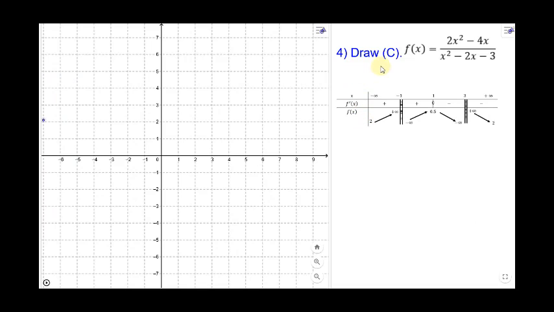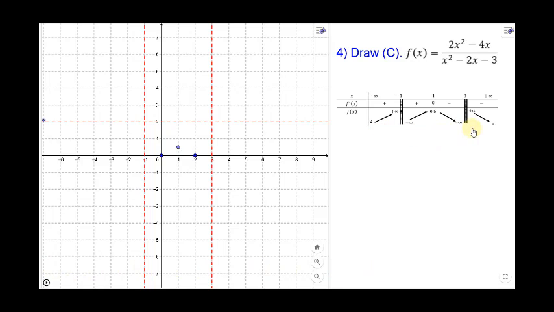Part 4, draw C. First, we draw the asymptotes. X equals minus 1, x equals 3, and y equals 2. Then we locate the point 1, 0.5 from the table of variations. And then we find the intersection of the function with x-axis and y-axis.